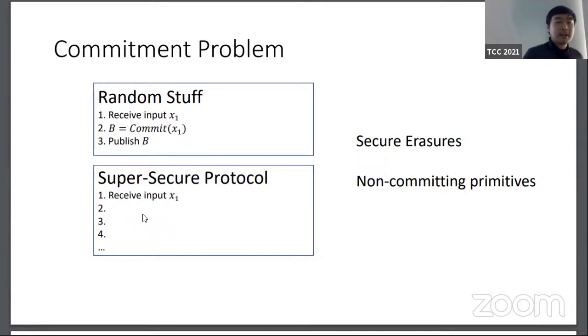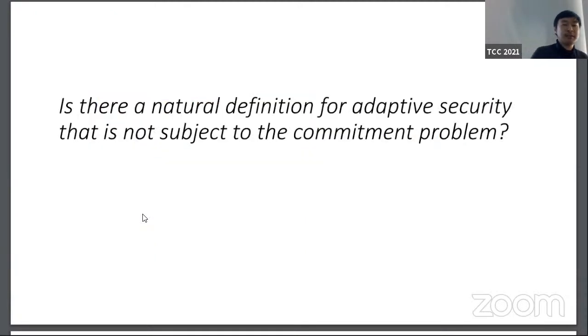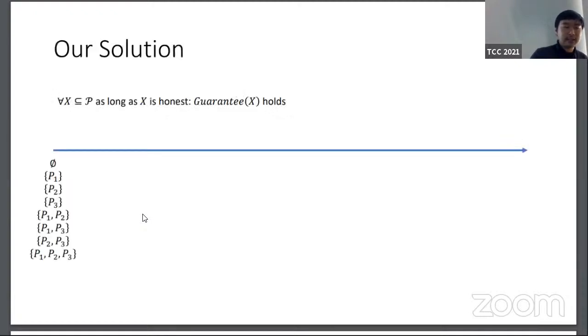And as a result, typically we use things like secure erasures, incurring an additional assumption, or we make use of other primitives like non-committing encryption, which incur an important efficiency loss. So in this paper, we basically ask, is there a natural definition for adaptive security that is not subject to this commitment problem? The answer is yes.